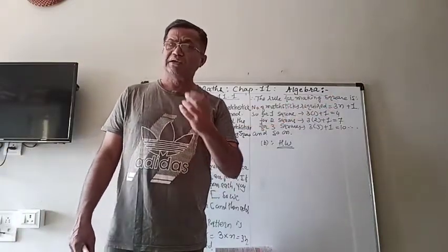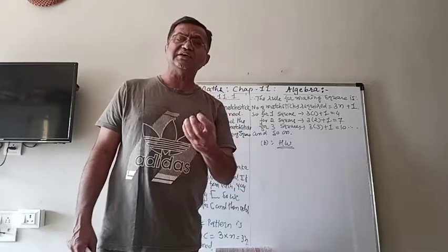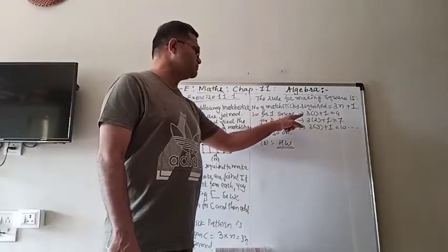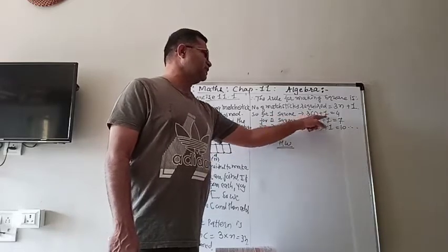Now you can verify also by taking n equal to 1. If you put n equal to 1, means for one square, the matchsticks required is 3 ones are 3, plus 1, 4.